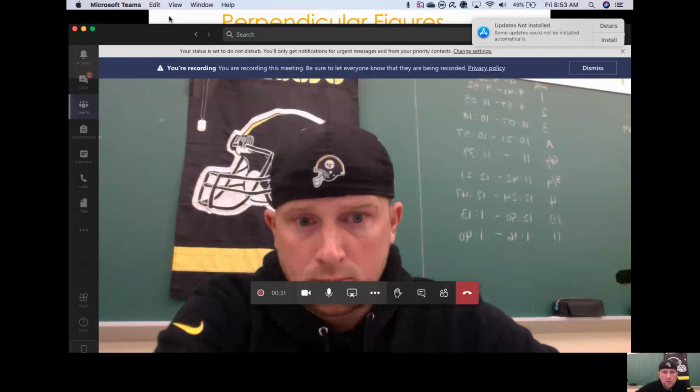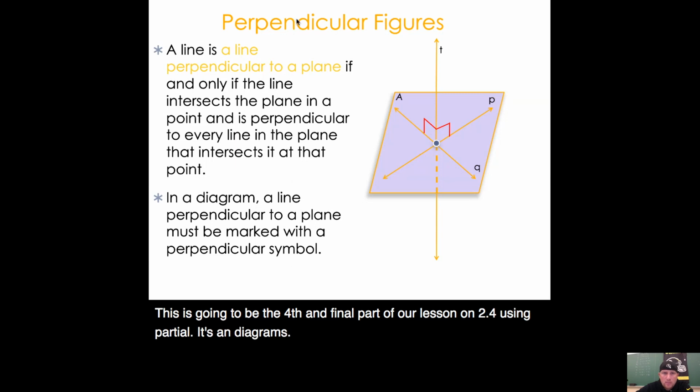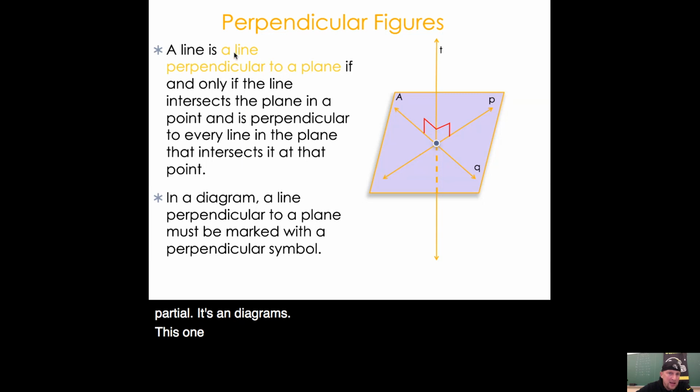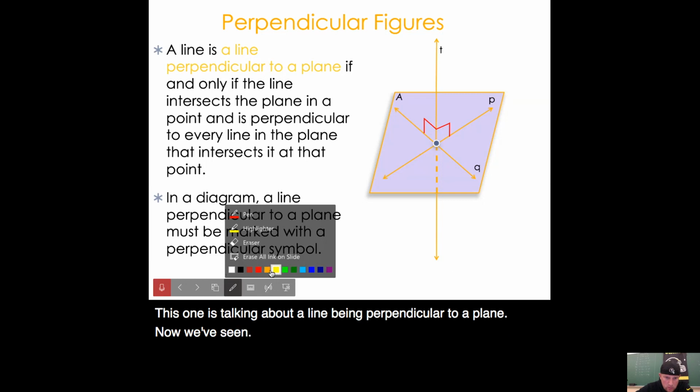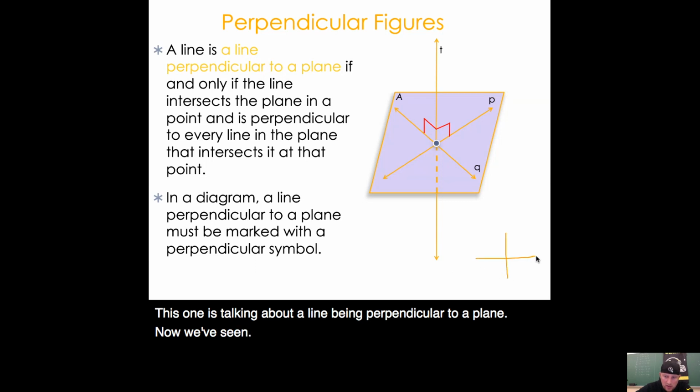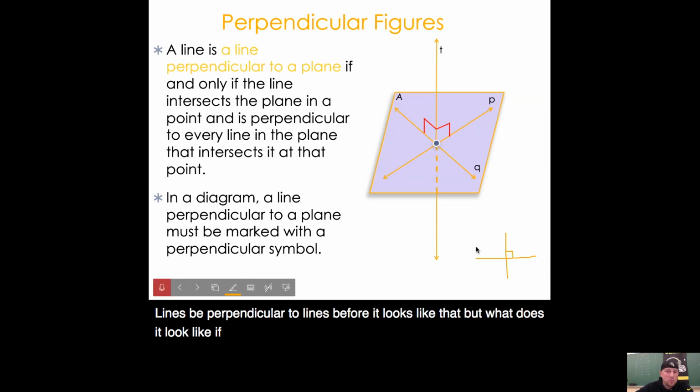This is going to be the fourth and final part of our lesson on 2.4, using postulates and diagrams, talking about a line being perpendicular to a plane. Now, we've seen planes be perpendicular to lines before. It looks like that. But what does it look like if a line is perpendicular to a plane?